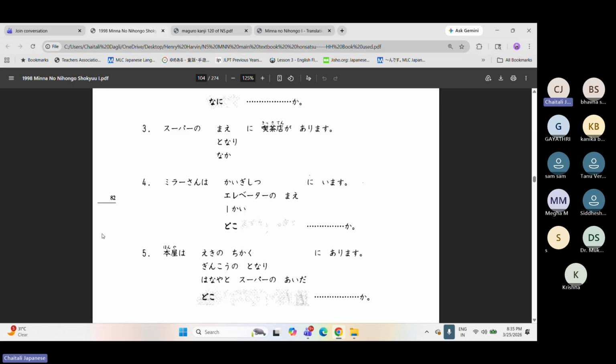Again, in simple terms, if you want to remember why particle ga we are using here, keep your focus point coffee shop. Because we are talking about coffee shop, particle ga will come here.